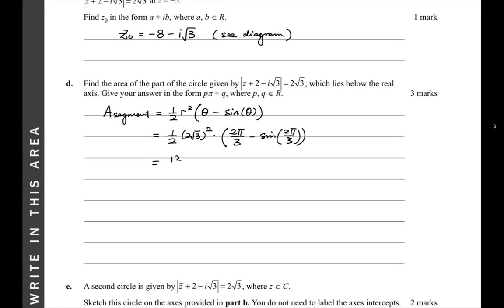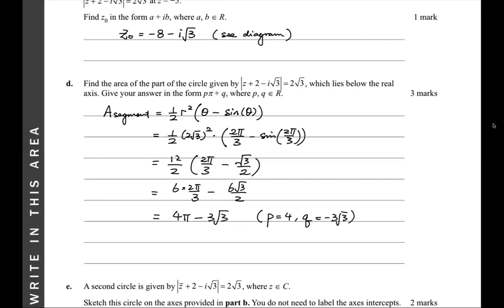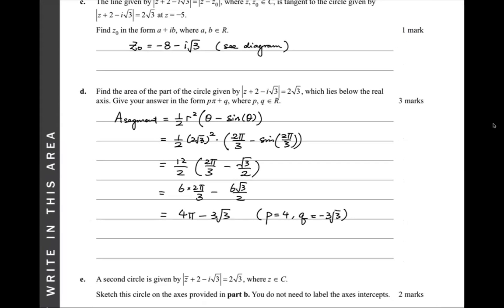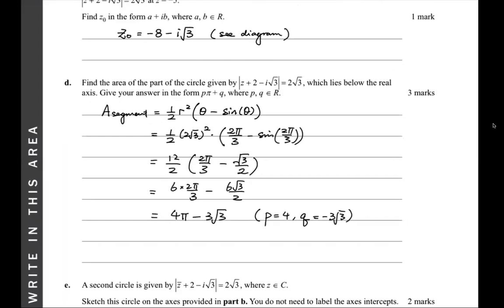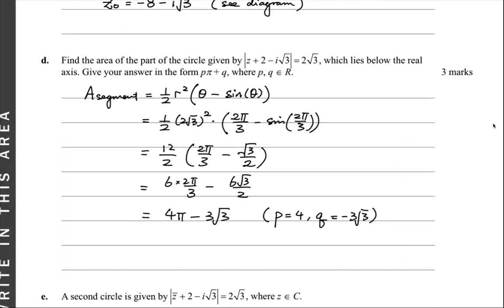So you get 12 over 2, 2 pi over 3, subtracting root 3 over 2, okay? And 6 times 2 pi over 3, subtracting 6 root 3 over 2. So you basically get 4 pi minus 3 root 3. If you wish, you could also write that p equals to 4, q equals to minus 3 root 3, okay? But the answer has to be simplified as 4 pi minus 3 root 3, I suppose.